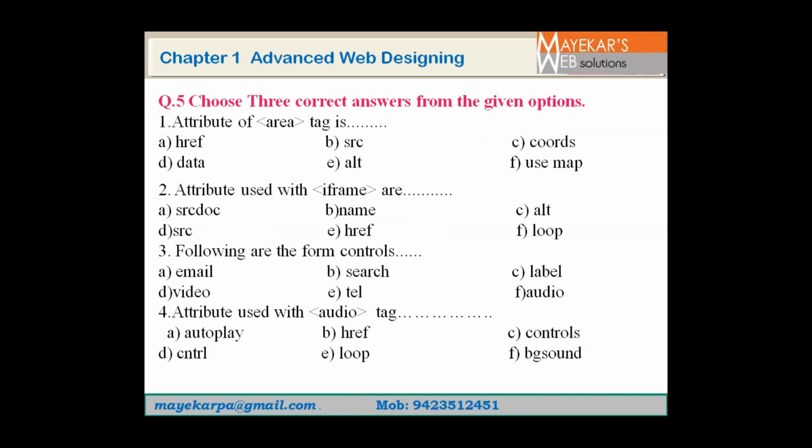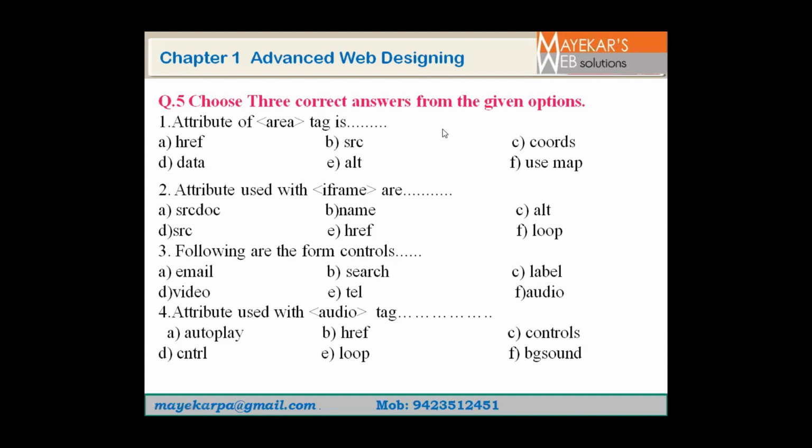So next, question number 5. Here is choose three correct answers from the given options. Okay, here 6 options are given. You have to select 3 right answers. What is first sub question? Attribute of area tag is. Okay, so what are the different attributes that we can use in area tag? So the first attribute is given as href. Yes, href is used in area tag.